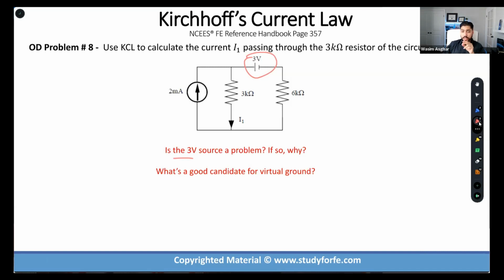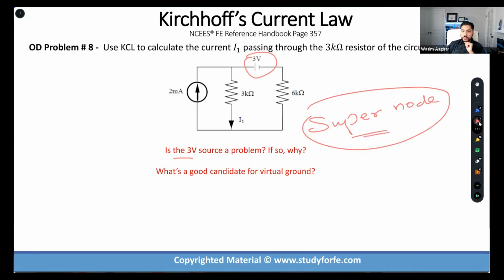We can do superposition, but if I am hell bent on solving this with KCL, KVL type of stuff, how are we going to solve it? And why is this a problem? Did I mention this in the on-demand course? It's a supernode. Okay, this is called a supernode.